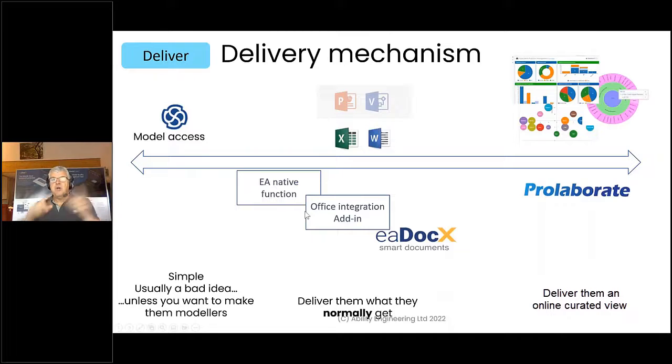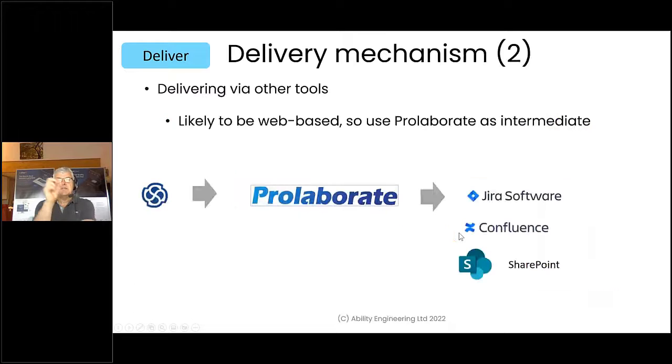Kind of an option that's not on this scale somewhere, so I put it somewhere else, is they may want it delivering to some other format. So a Jira or Confluence or a SharePoint or lots of other tools. And the answer there may be to say, we'll actually use Collaborate in between your Sparks model and those tools and move it through Collaborate to do that, because Collaborate's got all these funky interfaces that let you talk to all these different web-based tools.